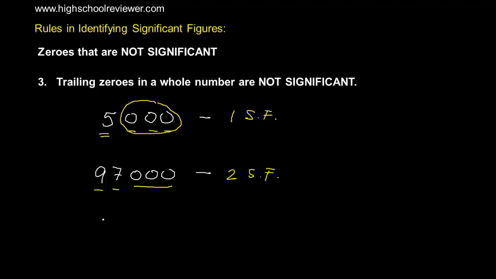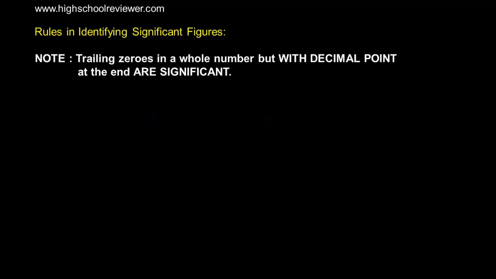We have here 489,560. In this example, we only have 1 trailing zero. This is not significant. So the rest here, they are all significant. We have 1, 2, 3, 4, 5. So this is not significant. The rest, the 5 digits, they are significant. So we have here 5 significant figures.